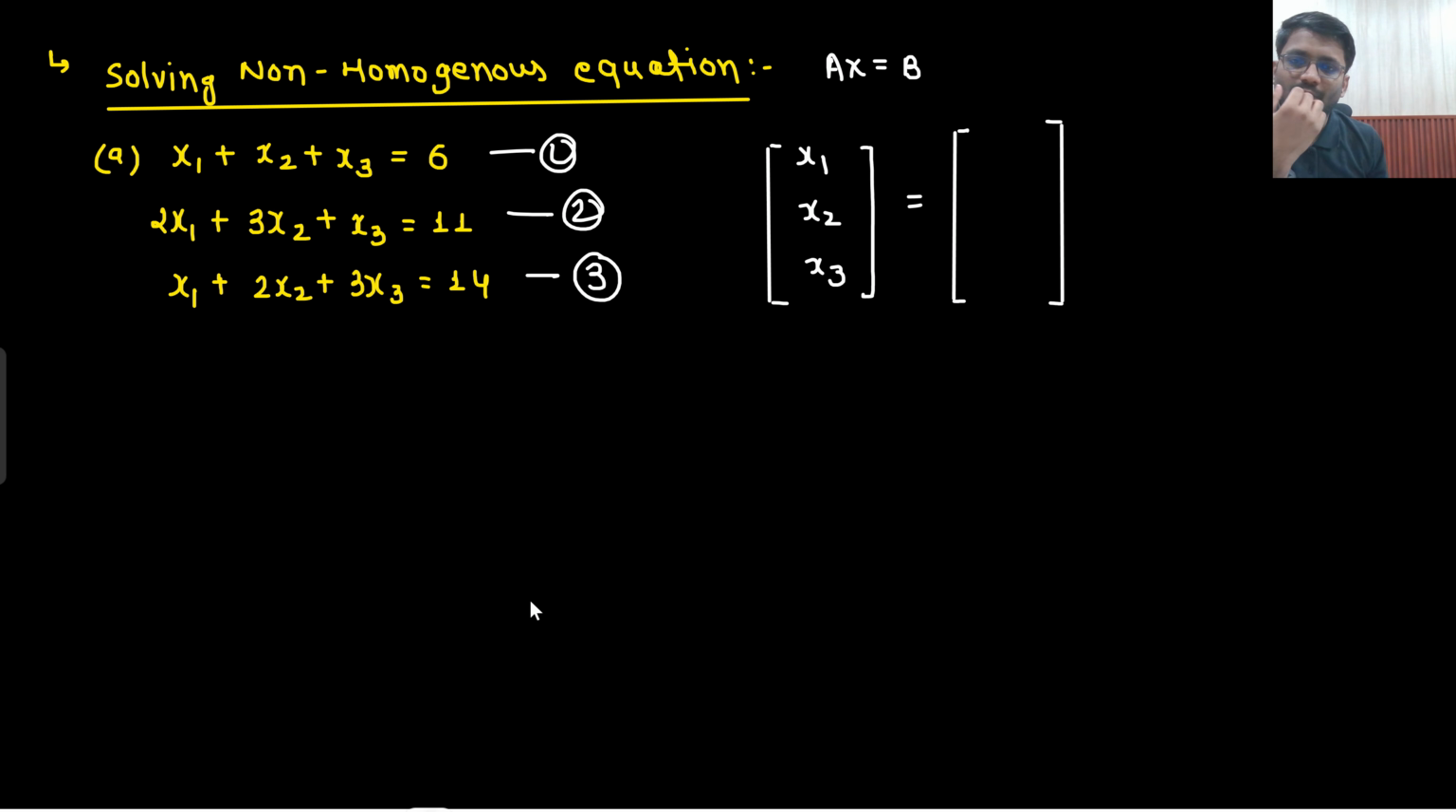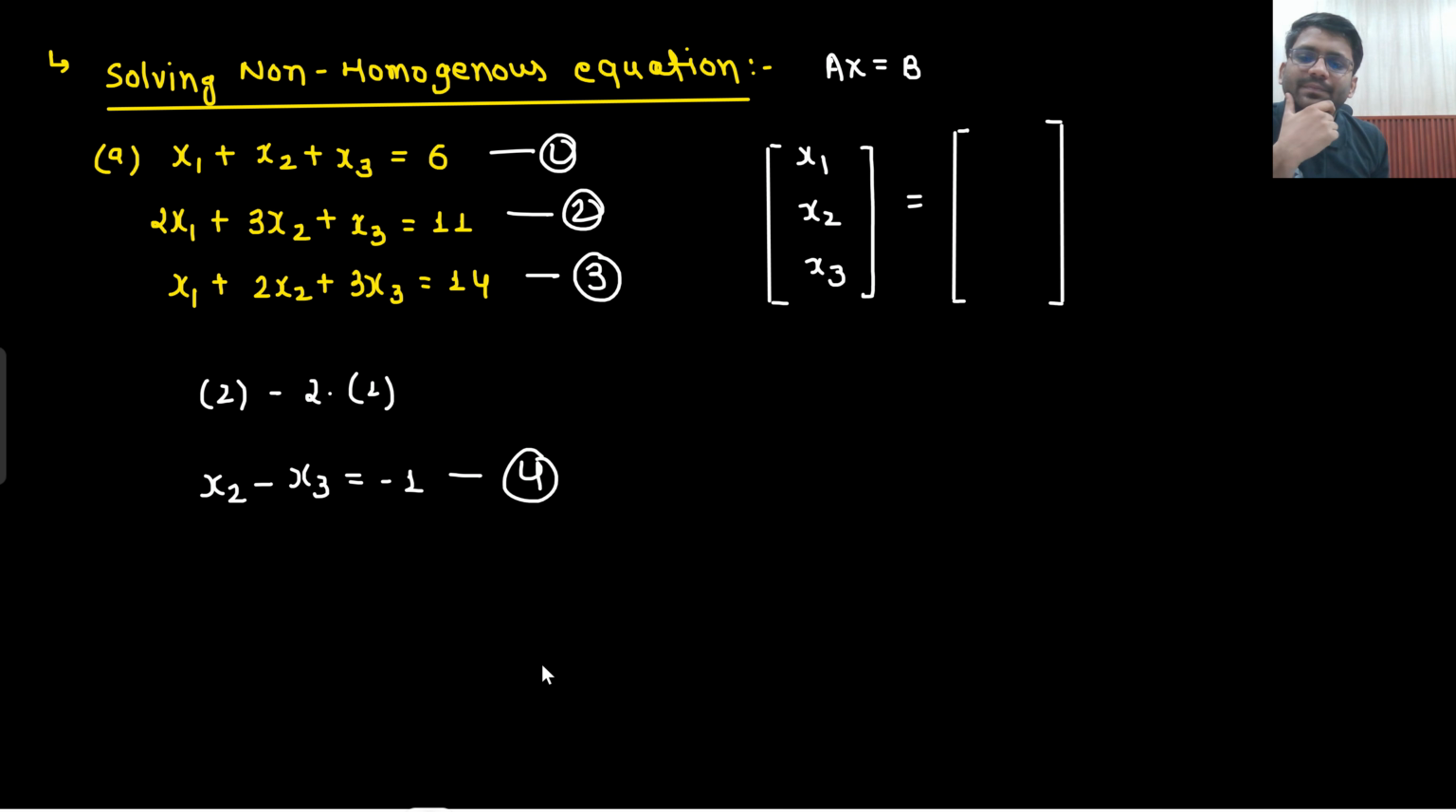So let's solve this. What I am doing is taking twice of equation 1 and then subtracting it from equation 2. So this is equation 2 minus twice equation 1. What will I get? 2x1 and 2x1 will be gone. This will be x2 plus x2 minus x3, equated to minus 1. Understandable? So this is another equation I am getting. Let's say this is equation 4.